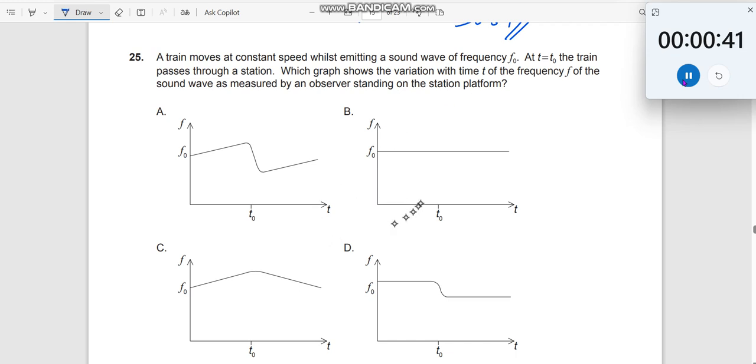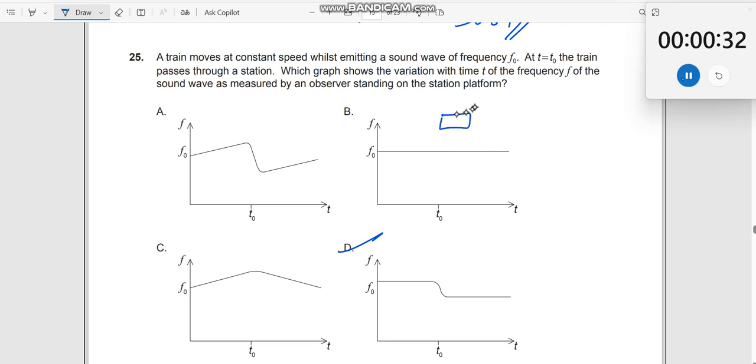Most of the moment you read the question, they will think that A is the right answer, but A is not the right answer. D is the right answer. Let us see how D is the right answer. Now let us say this is the train. This has a horn here, which has a frequency f0, and you are standing on the platform at this point. Now as it reaches over here, how do you relate the observed frequency?